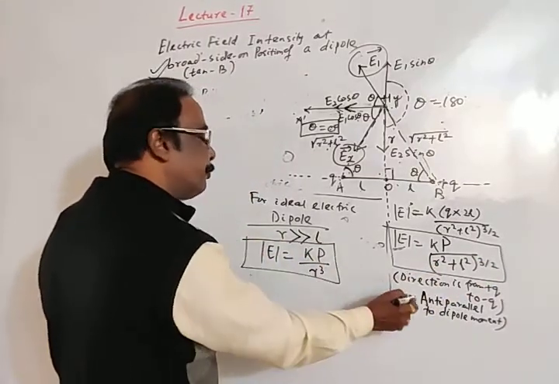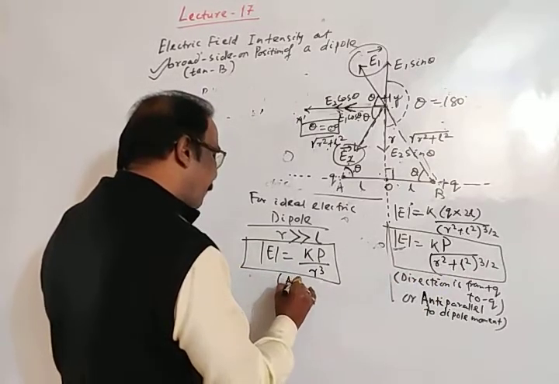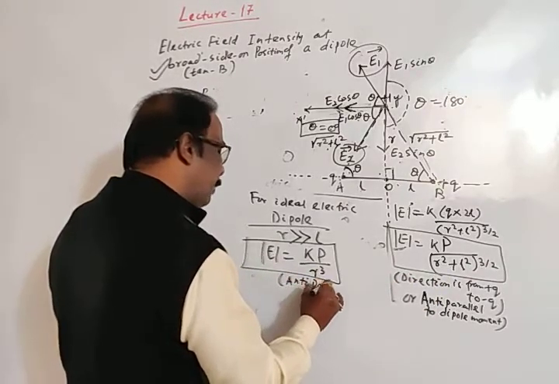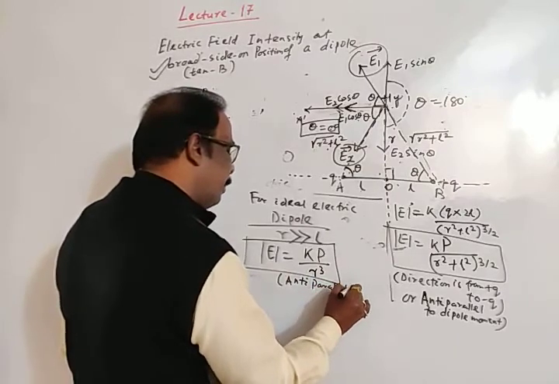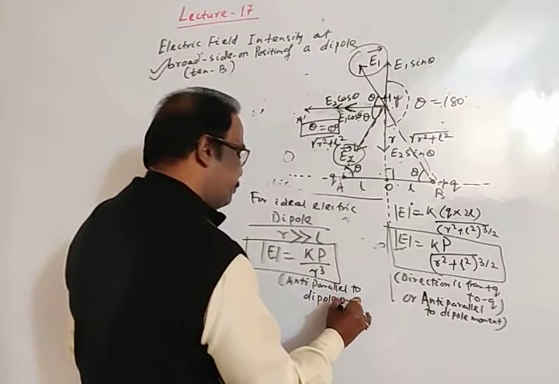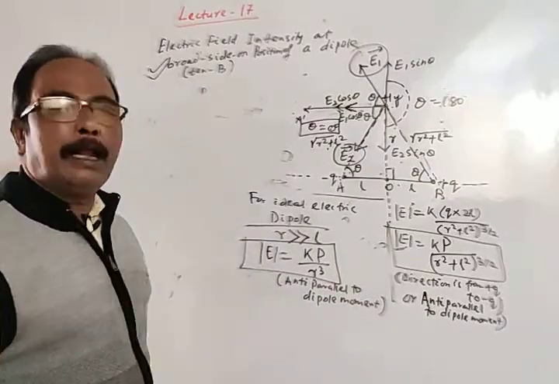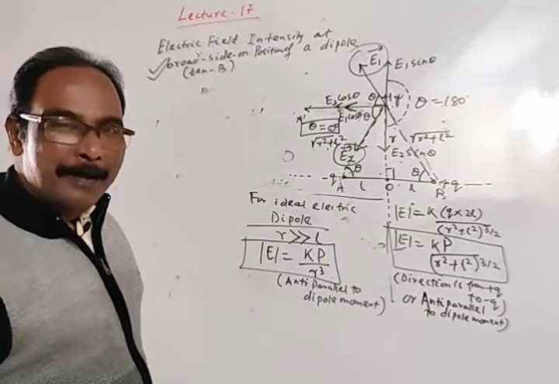Again the direction is from plus q to minus q, or anti-parallel to dipole moment. So this is about the electric field intensity at broadside-on position.